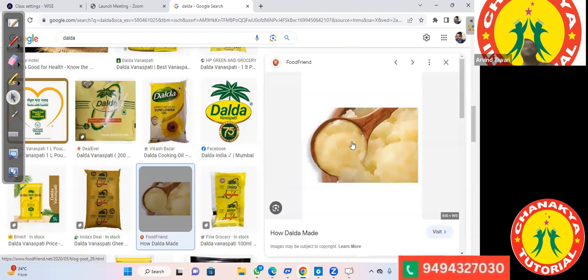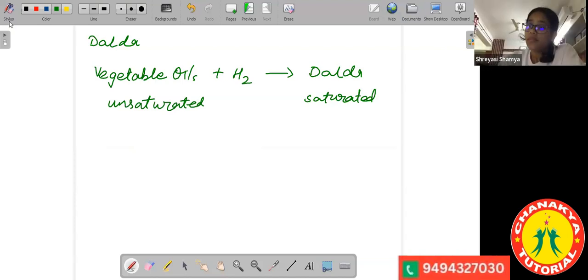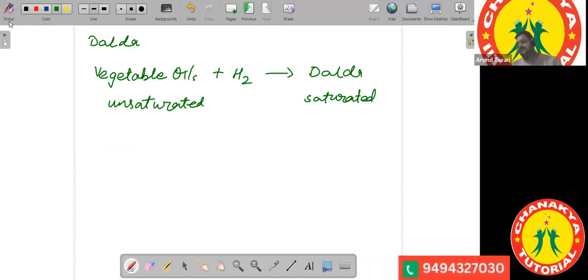So the process of hydrogenation was designed basically to obtain a cheaper product in the market which has the appearance of ghee. But this was not ghee. I think everyone has understood the hydrogenation reaction. Now there is another difference between unsaturated and saturated ones.